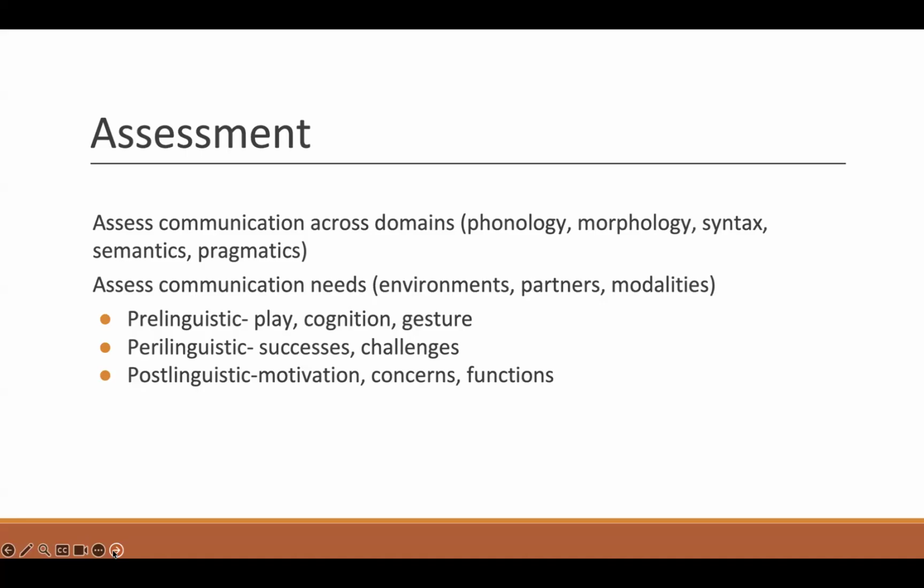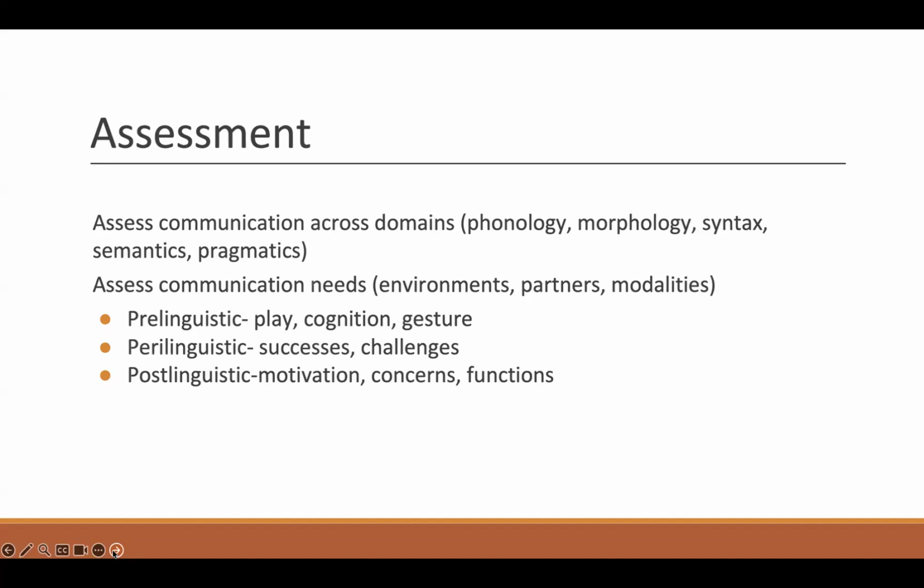So, a little infant. As they start developing more language and they're perilinguistic, they're learning language, we're going to want to know about what is happening successfully in terms of communication and what are some of those challenges, and to be able to address both of those, not only from a language lens, but from an audibility lens, and being able to see how that hearing technology is providing enough access for that child to be able to develop communication across all of these domains.